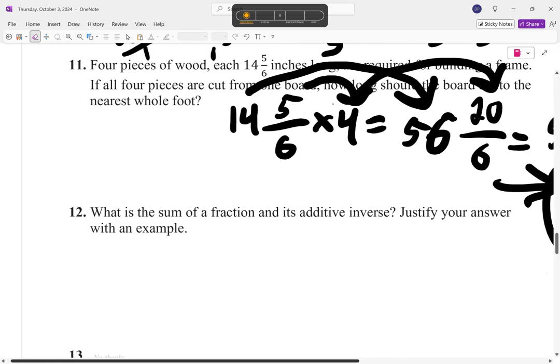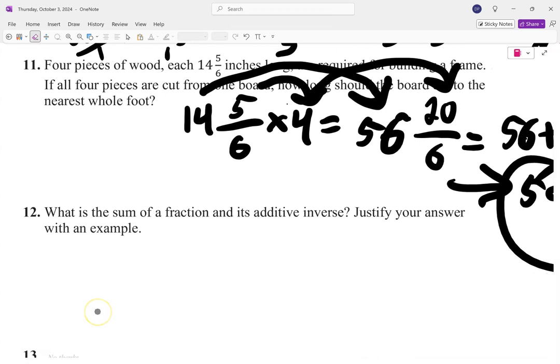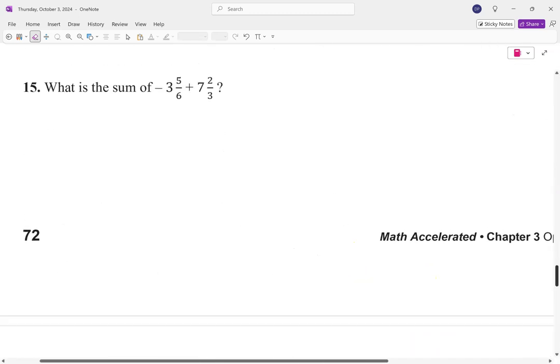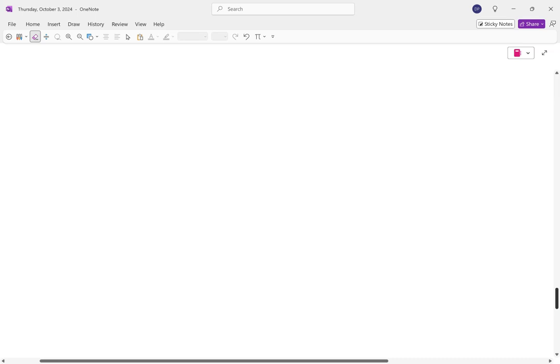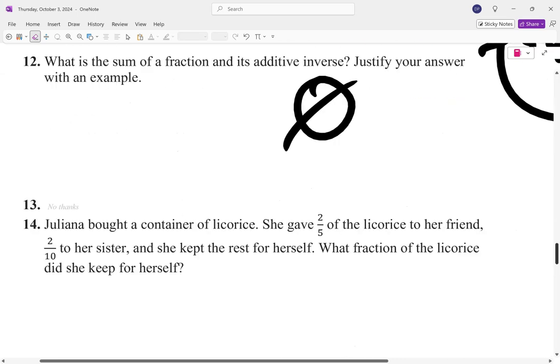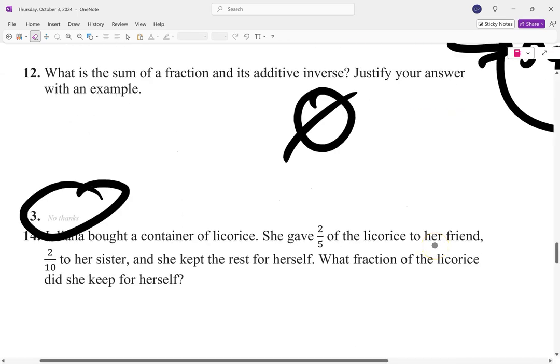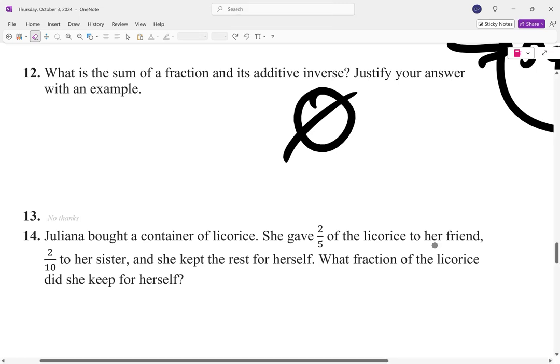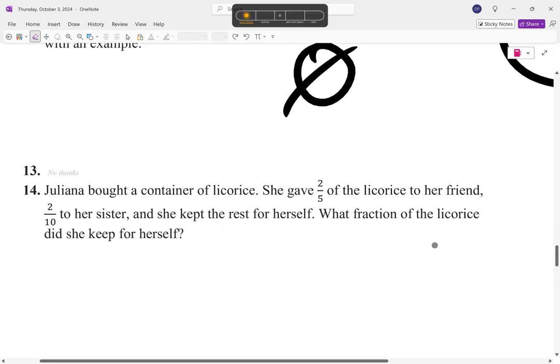Thanks, Isaac. Okay, what is this? This is just a definition of additive inverse. They always equal 0. Let's see. I wrote no for the next one. No thanks. You like my little no thanks? Okay. We got what? 14, 15, 16, 17. Oh, we got so many. See how fast I can go.